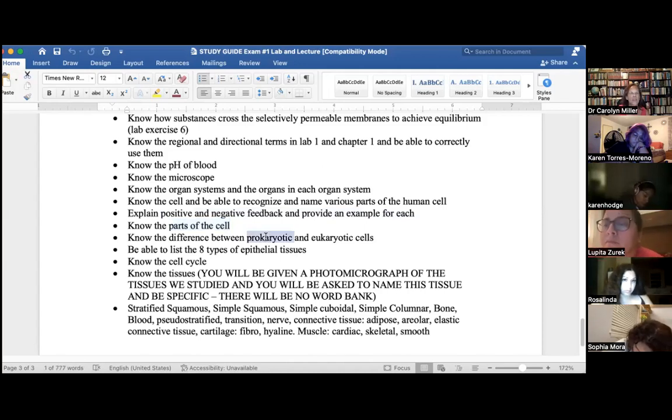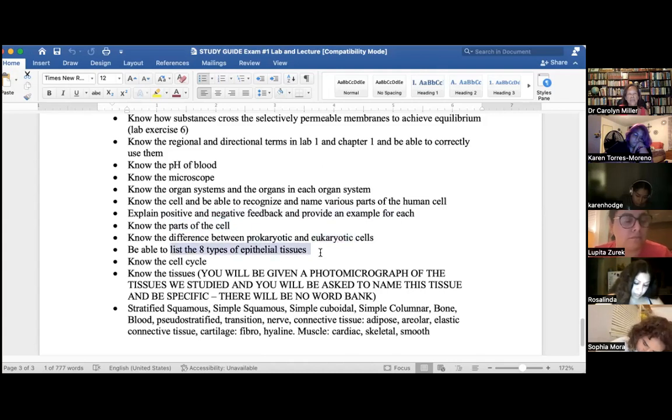Prokaryotes, for those that have had micro: pro is before the karyote, which is the nucleus. So prokaryotes have no nucleus. That's like bacteria. So they have, in fact, no membrane-bound organelles. And eukaryotes have membrane-bound organelles.